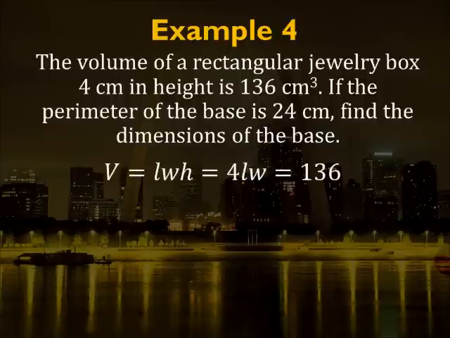So, we know the volume of a box is the length times the width times the height. And we know the height is 4. So 4 times the length and the width is 136. Divide both sides by 4 and you get that the length times the width has to equal 34.